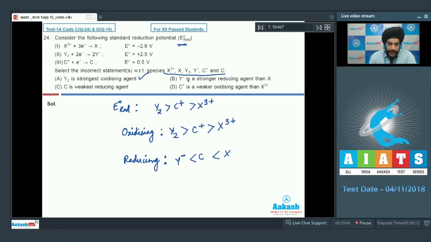Let us look at the B option now. Y- is a stronger reducing agent than X. This statement is incorrect. Y- is not a stronger reducing agent than X. X is the strongest among these. Let us look at option C now. C is the weakest reducing agent. This is also incorrect. We had just seen that Y- is the weakest reducing agent. Let us look at option D. C+ is a weaker oxidizing agent than X3+. Students, this option is also incorrect. So only statement A is correct and we have to mark incorrect statements for this question. So the correct answer for this question are option B, option C and option D.